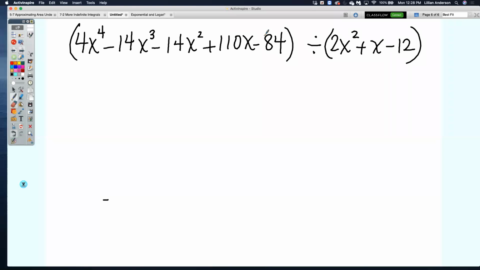Give this one a try. Using long division, divide 4x to the 4th minus 14x to the 3rd minus 14x to the 2nd plus 110x minus 84. Divide that by 2x squared plus x minus 12.